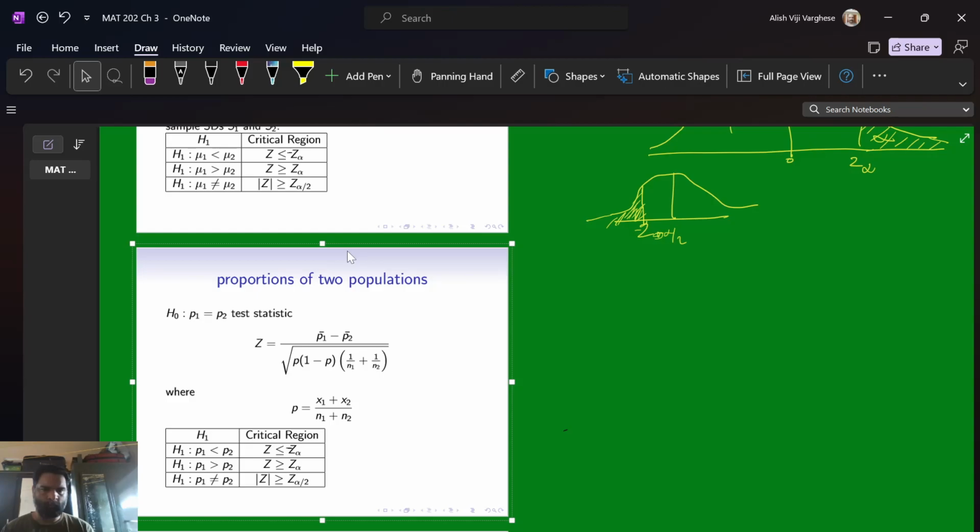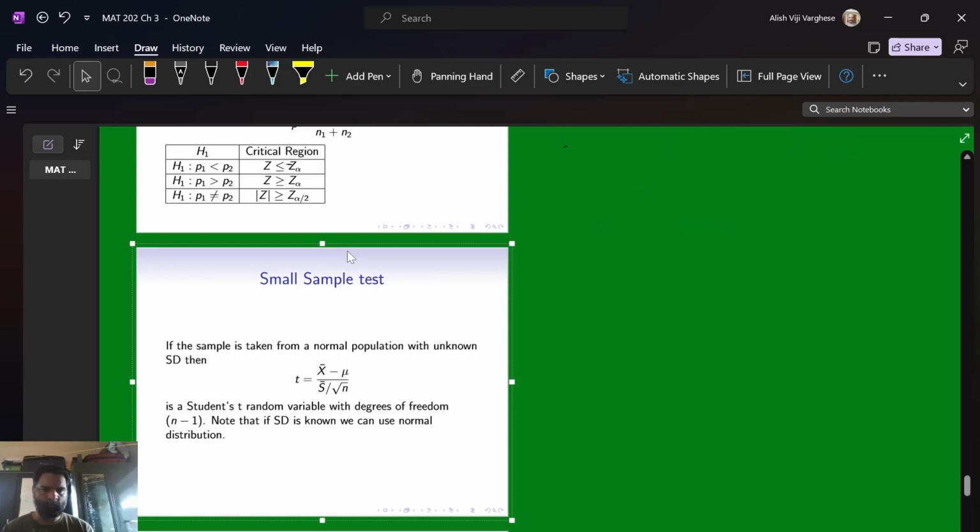Then Z is P1 bar minus P2 bar divided by square root of P into 1 minus P into 1 by N1 plus 1 by N2, where this P is calculated as x1 plus x2 divided by N1 plus N2. Then we calculate the statistic and check whether it belongs to the critical region or not. Then all this happens when the sample is a large sample.